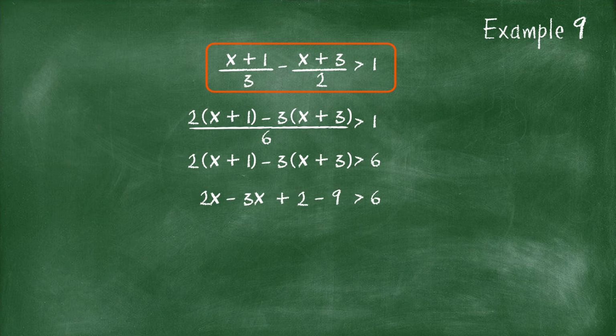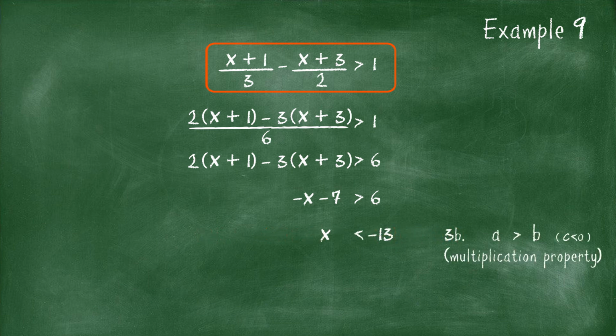We will get rid of the minus sign by bringing it across the greater than sign. To do so is the same as multiplying both sides by -1 using property 3b. So, the greater than sign needs to switch to smaller than sign, giving us x smaller than -13 as the solution.